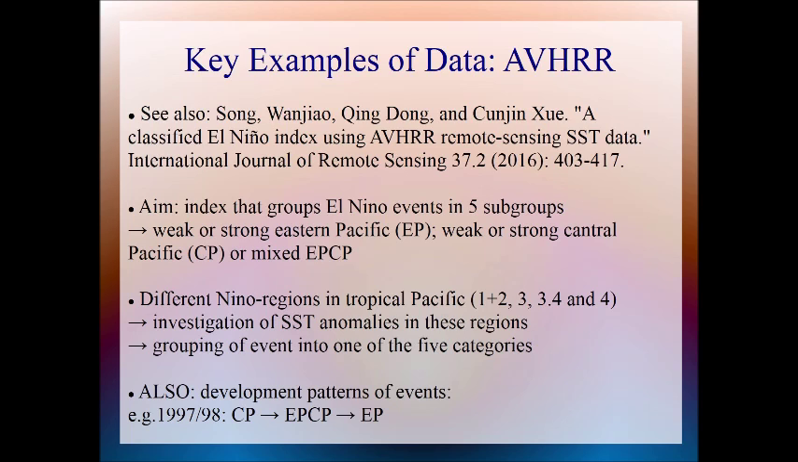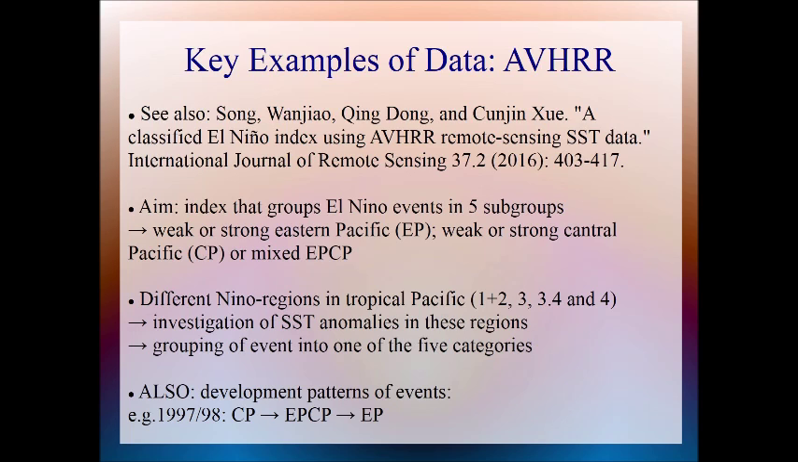Other than that, Song and others also looked at the different development patterns, and for the El Nino in 1997 and 98, it started in the Central Pacific, then developed further as a mixed El Nino, and eventually ended up in the Eastern Pacific.